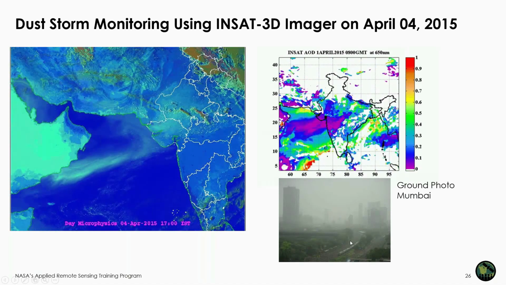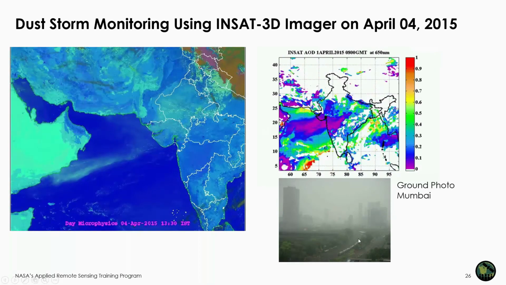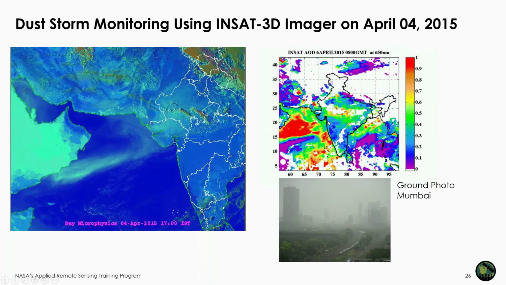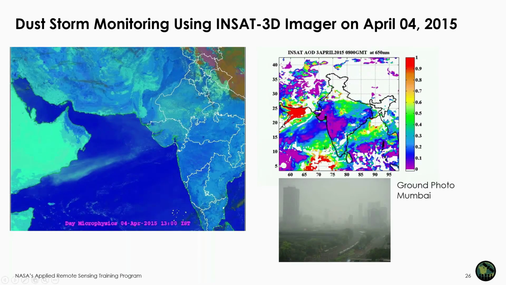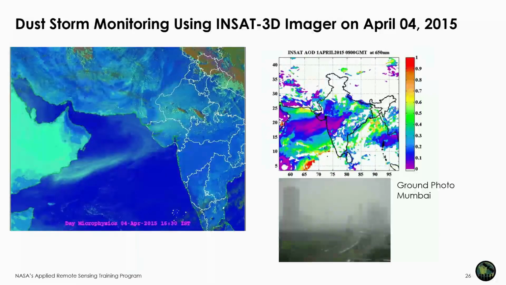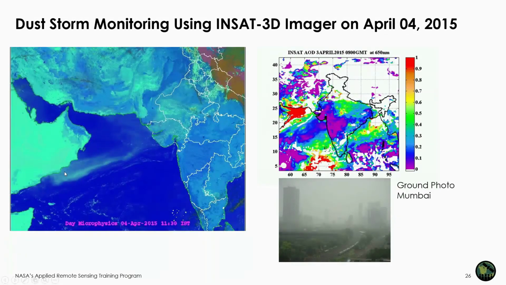And this is how the ground picture at Mumbai looked. So over Mumbai, on the western coast of India, you were getting the dust from Arabia, which is a very large meteorological phenomenon. Without satellites, we can't understand this type of phenomenon.